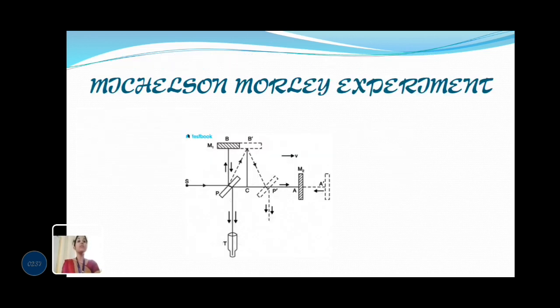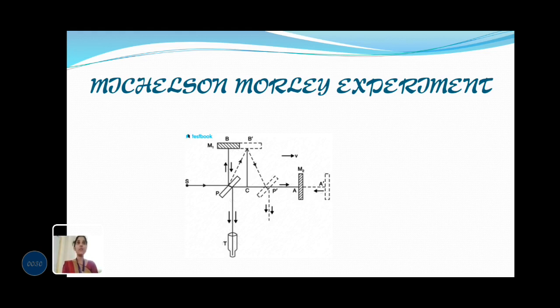From the source, a beam of light incident on P splits up into two parts. One is the reflected portion, which travels at right angle to the incident beam and falls at B on plane mirror M1 and is reflected back to P. Then it gets reflected through P into the telescope. The transmitted portion falls on mirror M2 at A and is reflected back at P. After reflection, it enters the telescope, so we get interference fringes.